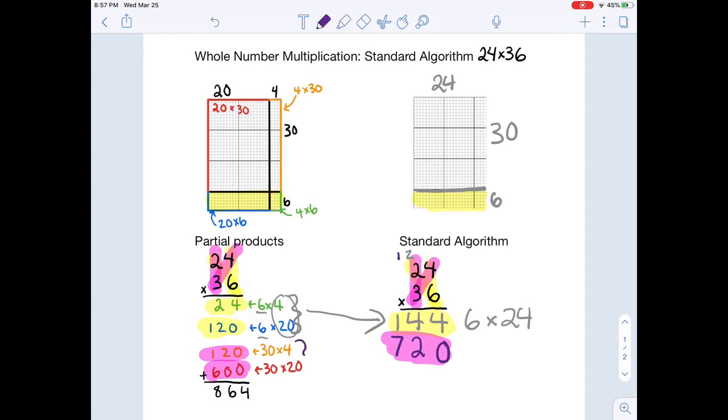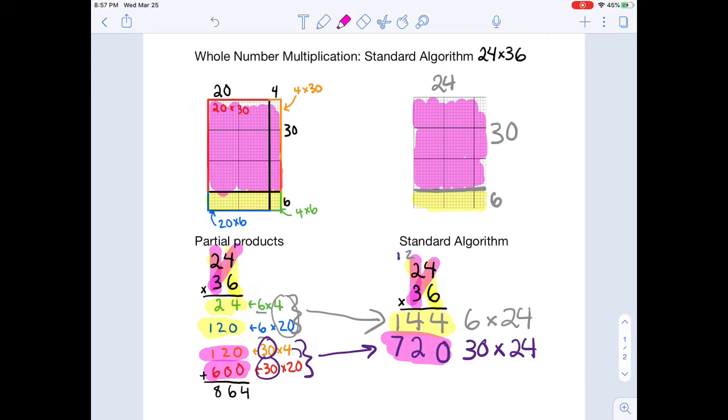The sum of these two partial products gives me 720. So it was just more efficient. I didn't have as many lines of work here. And this is 30 times 20 plus 4, or 24. So in my area model, 30 times 24 is this region at the top, which corresponds to the sum of these two regions, of these two partial products.